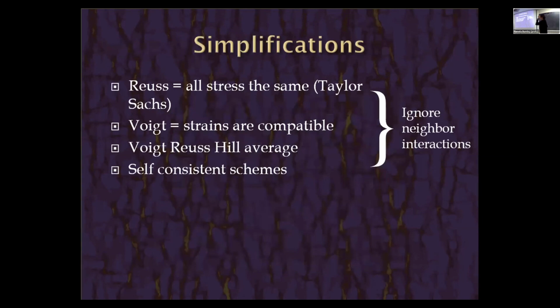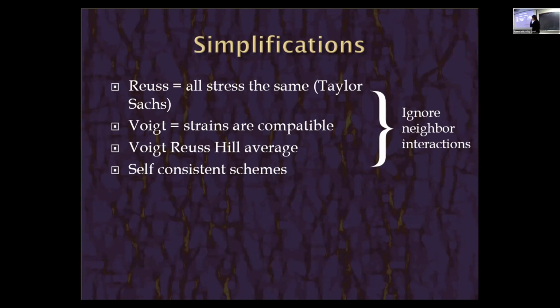So the traditional ones, I said Taylor Sachs, I mean, one of these belongs down here. But anyway, just thinking about elasticity, you have the Reuss assumption, which is that all the stresses are the same. We have the Voigt assumption, which is that all the strains are compatible. It's another way of thinking your way through this problem. And then we know that both of these are wrong. So the right thing is to average them, right? So two wrongs don't make a right, but if you take the average, you're fine, right?